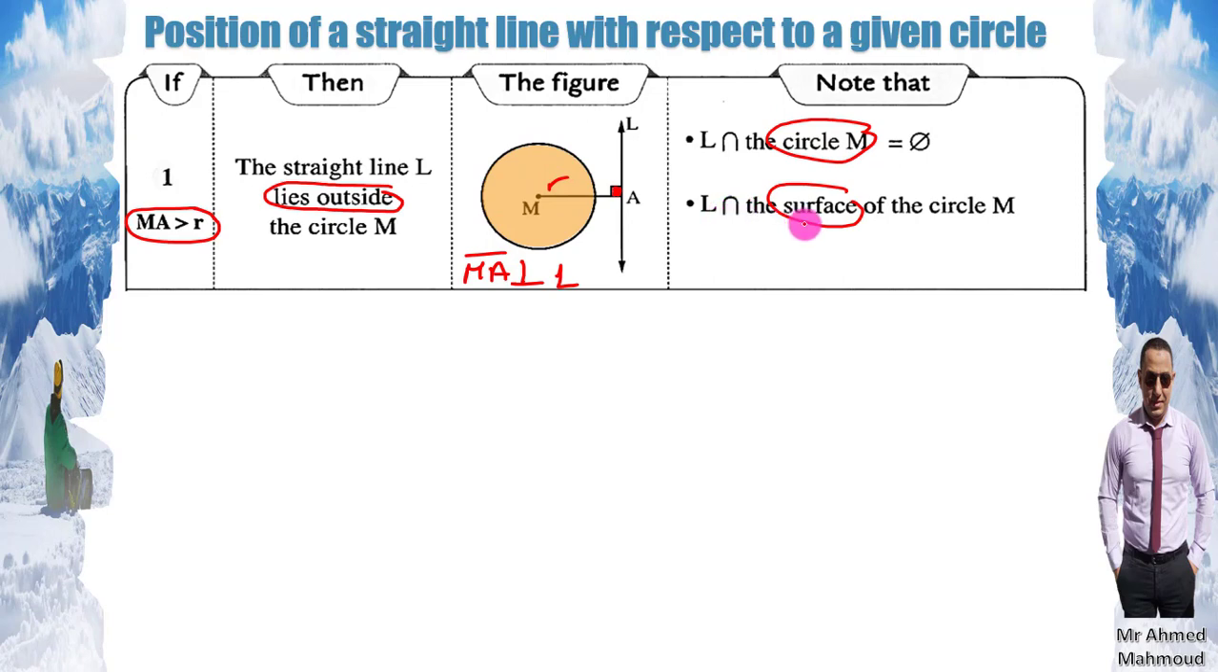So L intersect the surface of the circle M. Here there isn't any intersection between L and the surface, so it is phi.